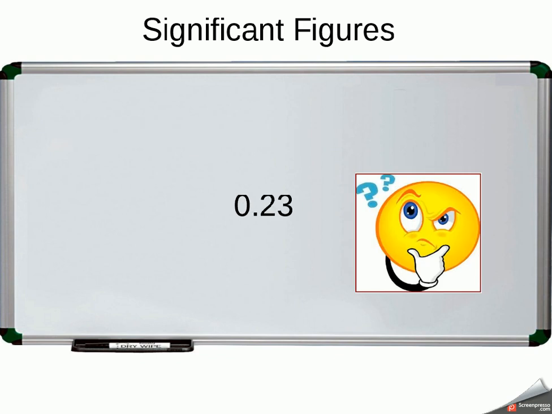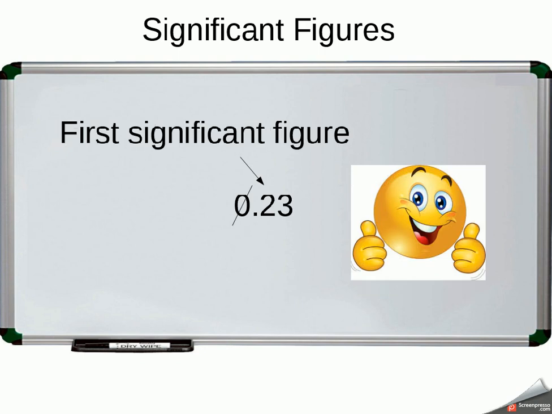Let's have a look at this number then, 0.23. Well, in this one, the 2 is the first significant figure, because the 0 doesn't represent anything. Any 0 that's furthest to the left, we don't count as a significant figure. So the 2 is the first significant figure that has meaning, so it counts as the first significant figure.